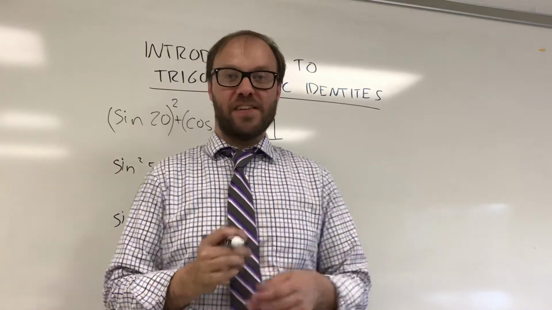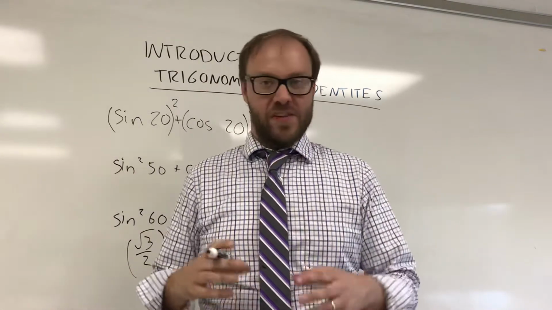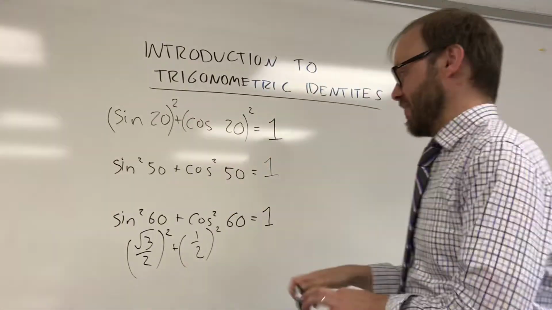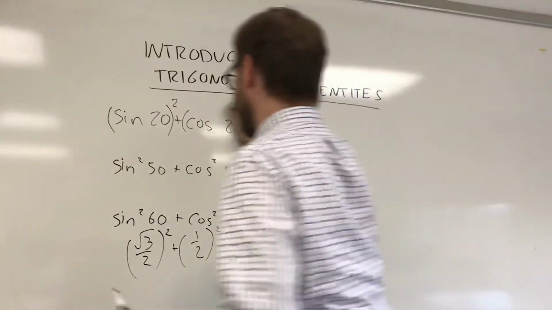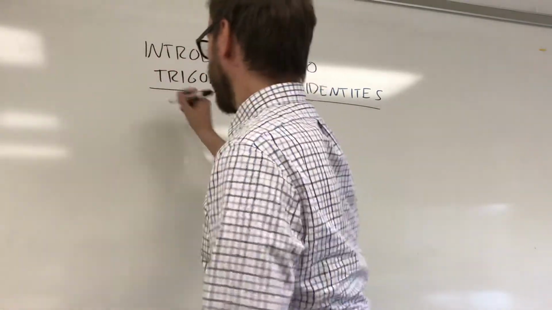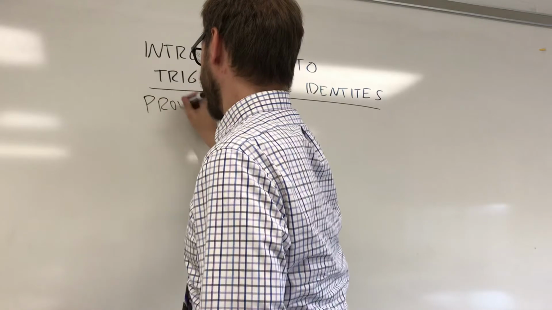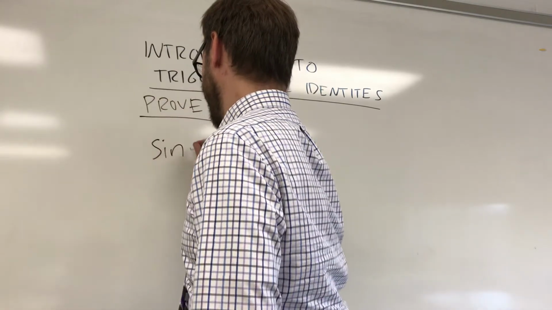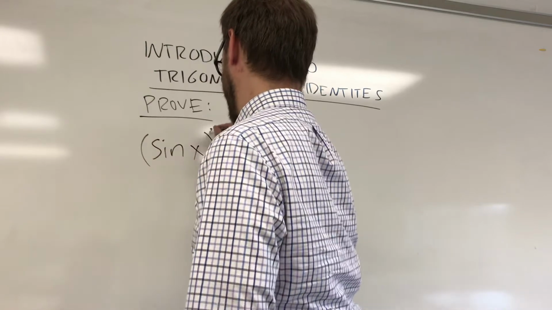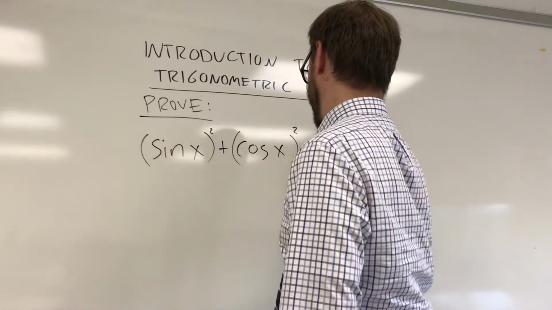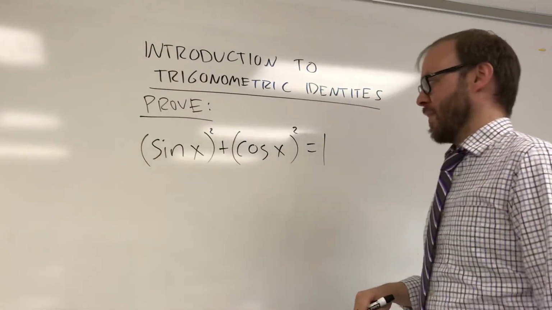Okay? And my question is, is that always true, or was I just being kind of sneaky and I just picked a couple of examples that work and nothing else does? Okay? So let's try to do this algebraically. What we're going to try to prove here is that the sine of an angle squared plus the cosine of that same angle squared is equal to 1, okay?